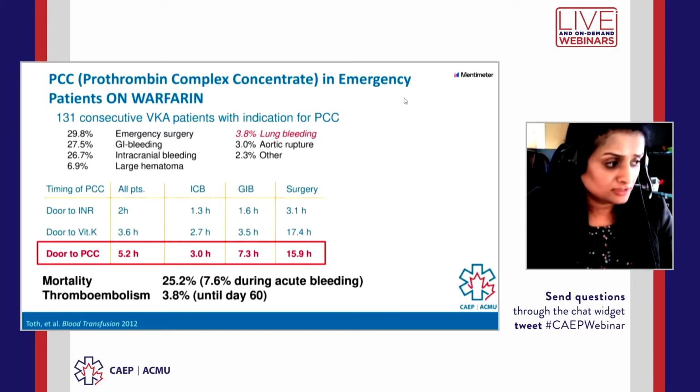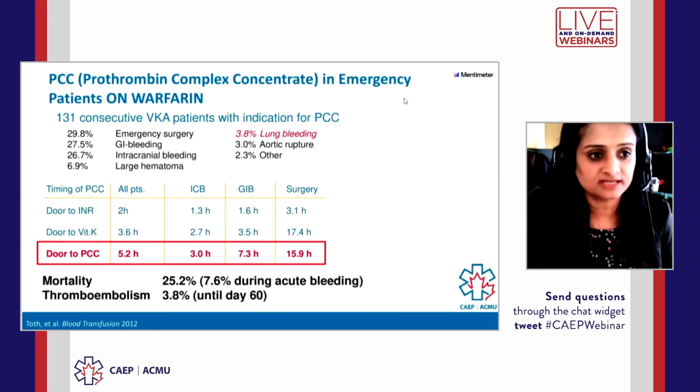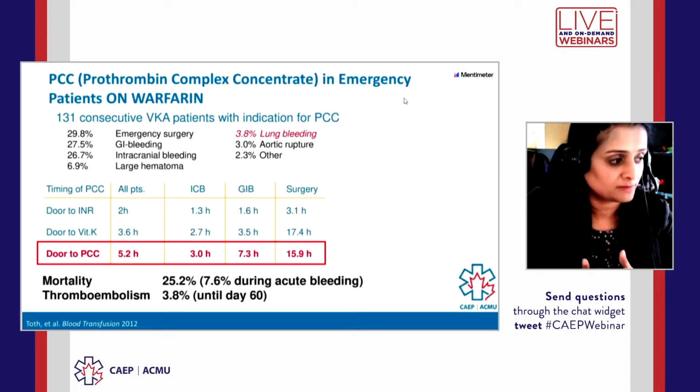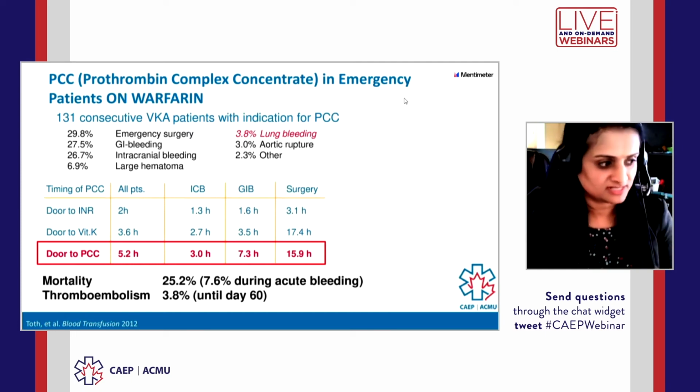And this was at least 7.6% during the acute bleeding phase, with an overall still significantly high mortality of 25.2%. And again, the risk of VTE, which we already talked about, is still quite high until day 60, so they could be at risk for recurrent VTE as well.